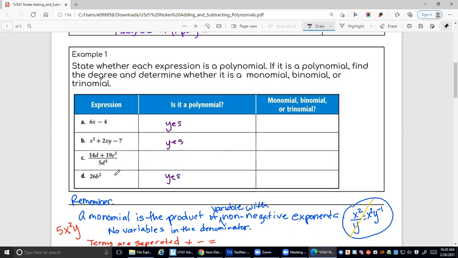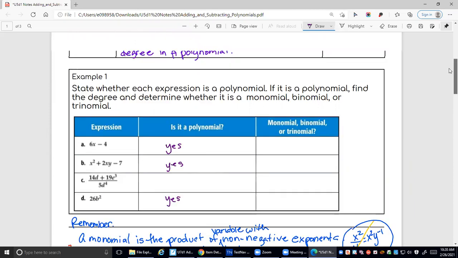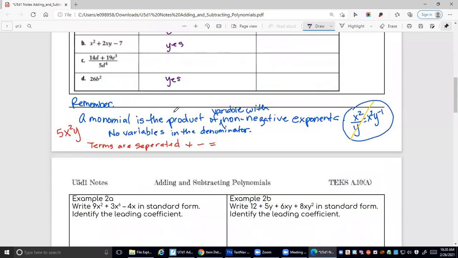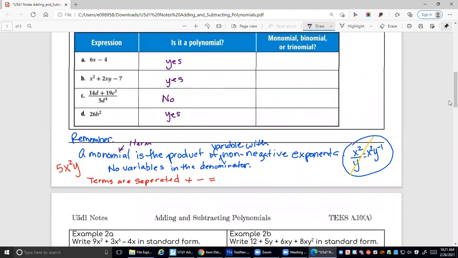Because it's a monomial. For the definition of a monomial, it's a product of a variable with non-negative exponents. I'm not a fan of that definition, but basically it's one term, right? A monomial is one term. You just can't have negative exponents, right? Remember how you couldn't have any variable in the denominator? So the only one that has a variable in the denominator is this one. That's why this one's no. Does that make sense? Yeah. All right. So essentially what you're looking for is no variable in the denominator. Okay. Now, for the first one, what'd you get?